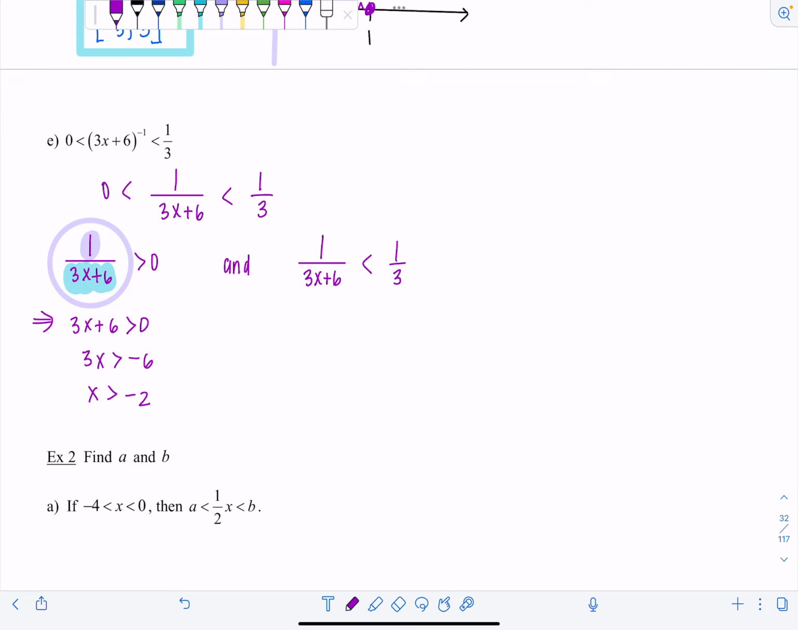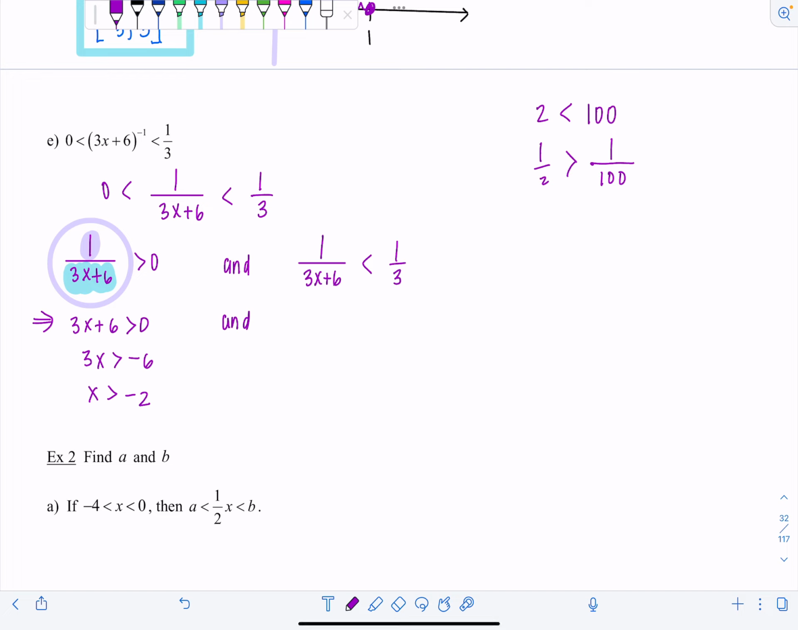And at the same time, 1 over 3x plus 6 has to be less than 1/3. Now, I can take the reciprocal of both sides of the inequality, but I have to flip the direction of the inequality. Why, you might say? Okay, let's go back to our example. 2 is less than 100. We know that. If I take the reciprocal, 1/2, 1 over 100. Now, which quantity is bigger?